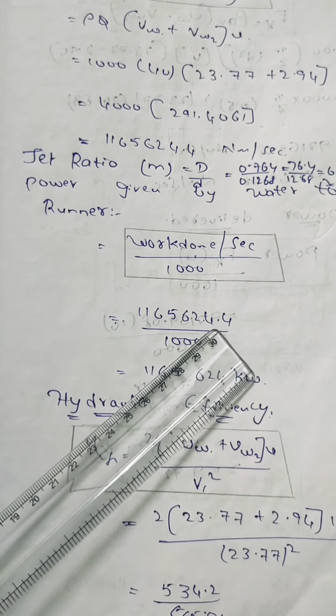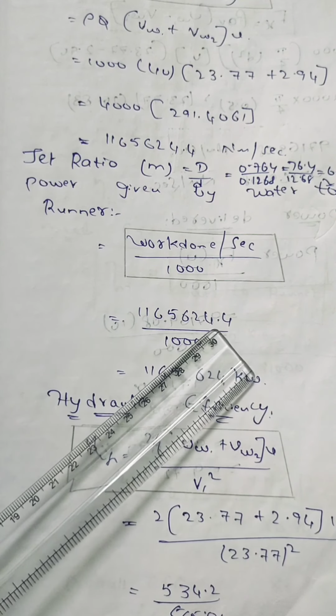Finding the hydraulic efficiency. For every turbine there are three efficiencies: hydraulic, mechanical and overall. Overall efficiency is the product of mechanical and hydraulic efficiencies. So eta H equals hydraulic efficiency, eta M equals mechanical efficiency, eta naught equals overall efficiency. We get eta naught by multiplying eta H into eta M.